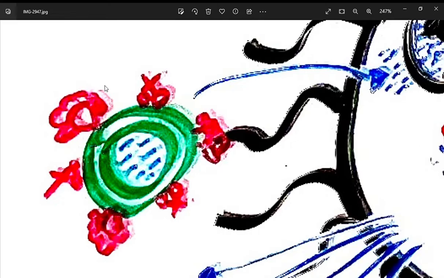It has 8 negative sense RNA segments. It has a protein coating called capsid. It has a lipid envelope, and it has two important proteins on the surface. One of them is hemagglutinin, and the other one is called neuraminidase.